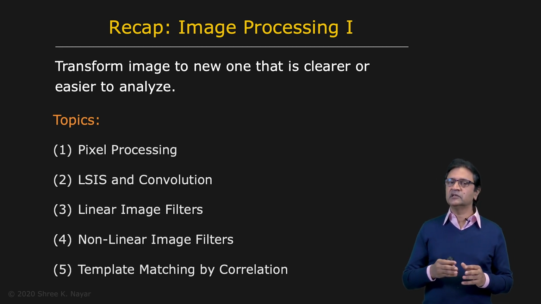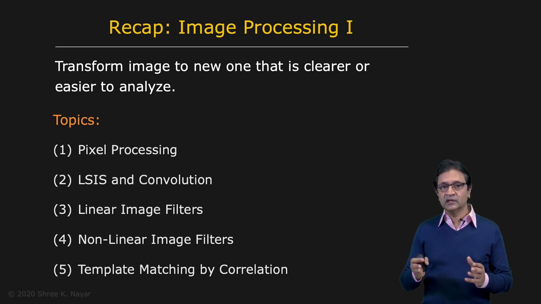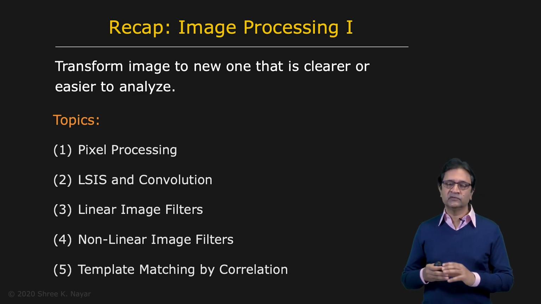Then we argued that there were certain things that we would like to do to an image that cannot be done using convolution, using linear filters. And so then we talked about non-linear image filters, such as the median filter and the bilateral filter.